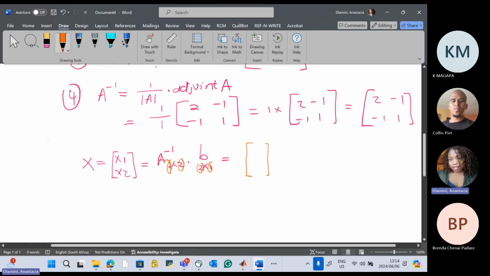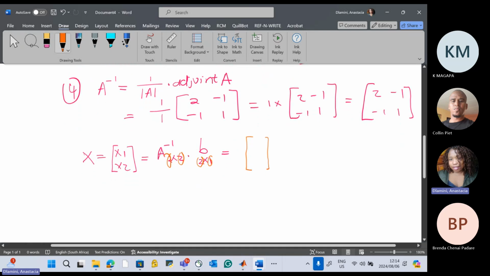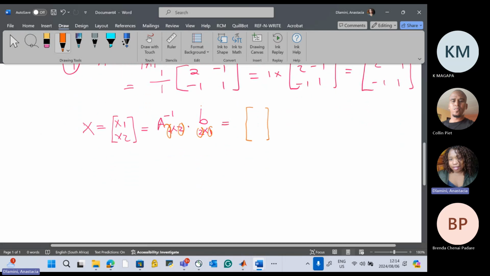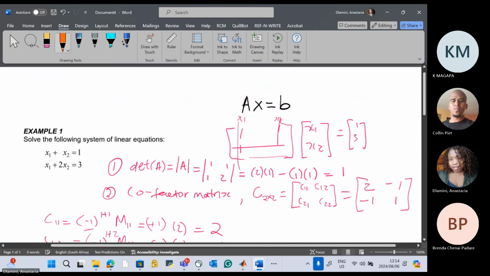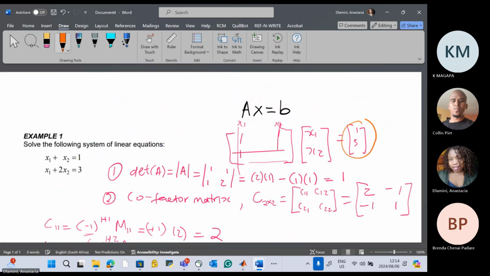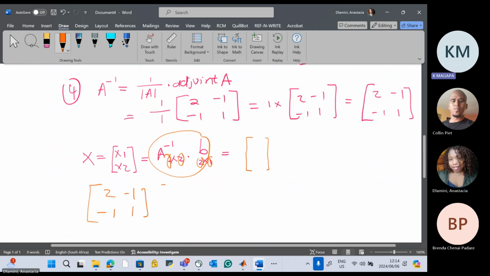You see, math is nice. You know what you're expecting. So let's do this part. We know our inverse is what? It's 2, negative 1, negative 1, and 1. What is B? 1 and 3.